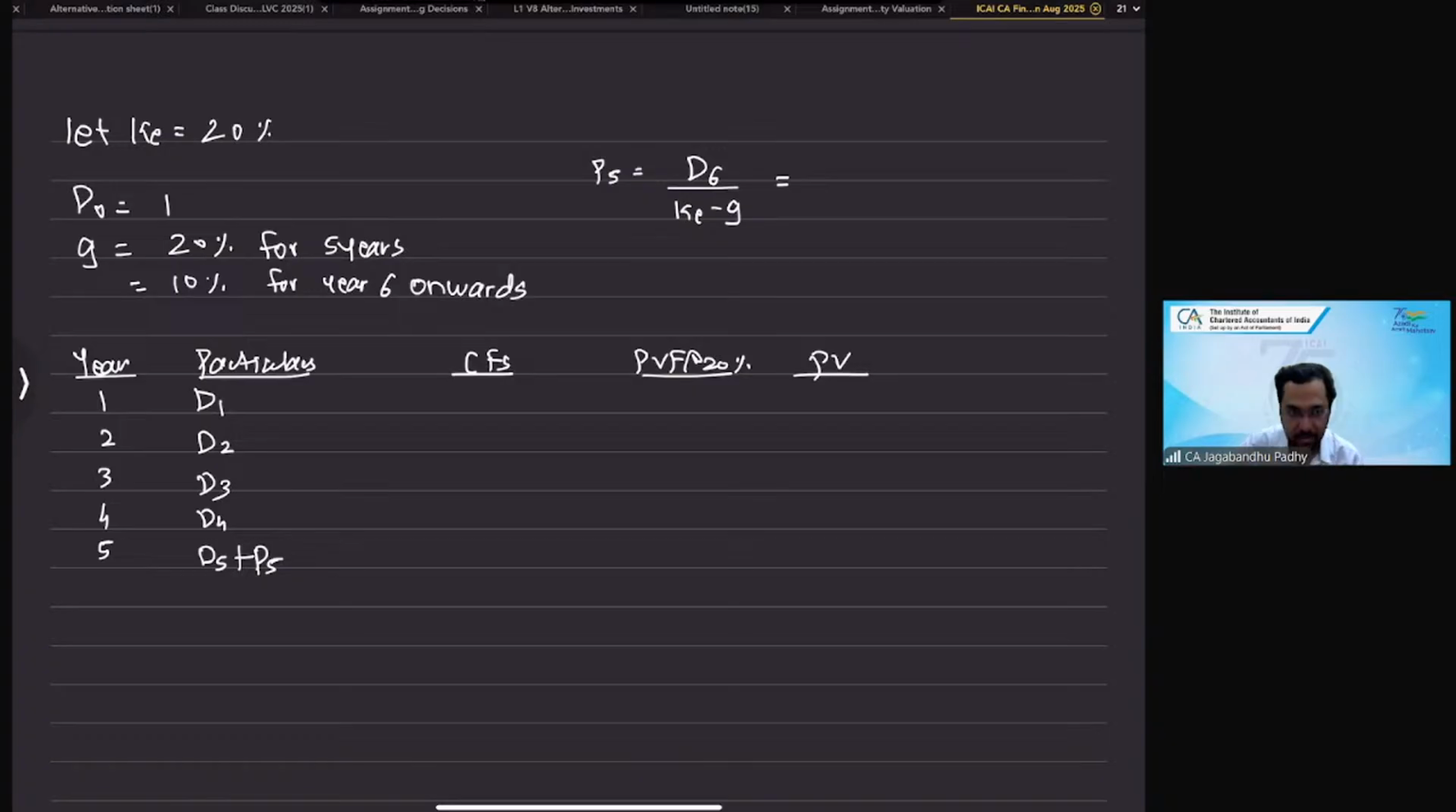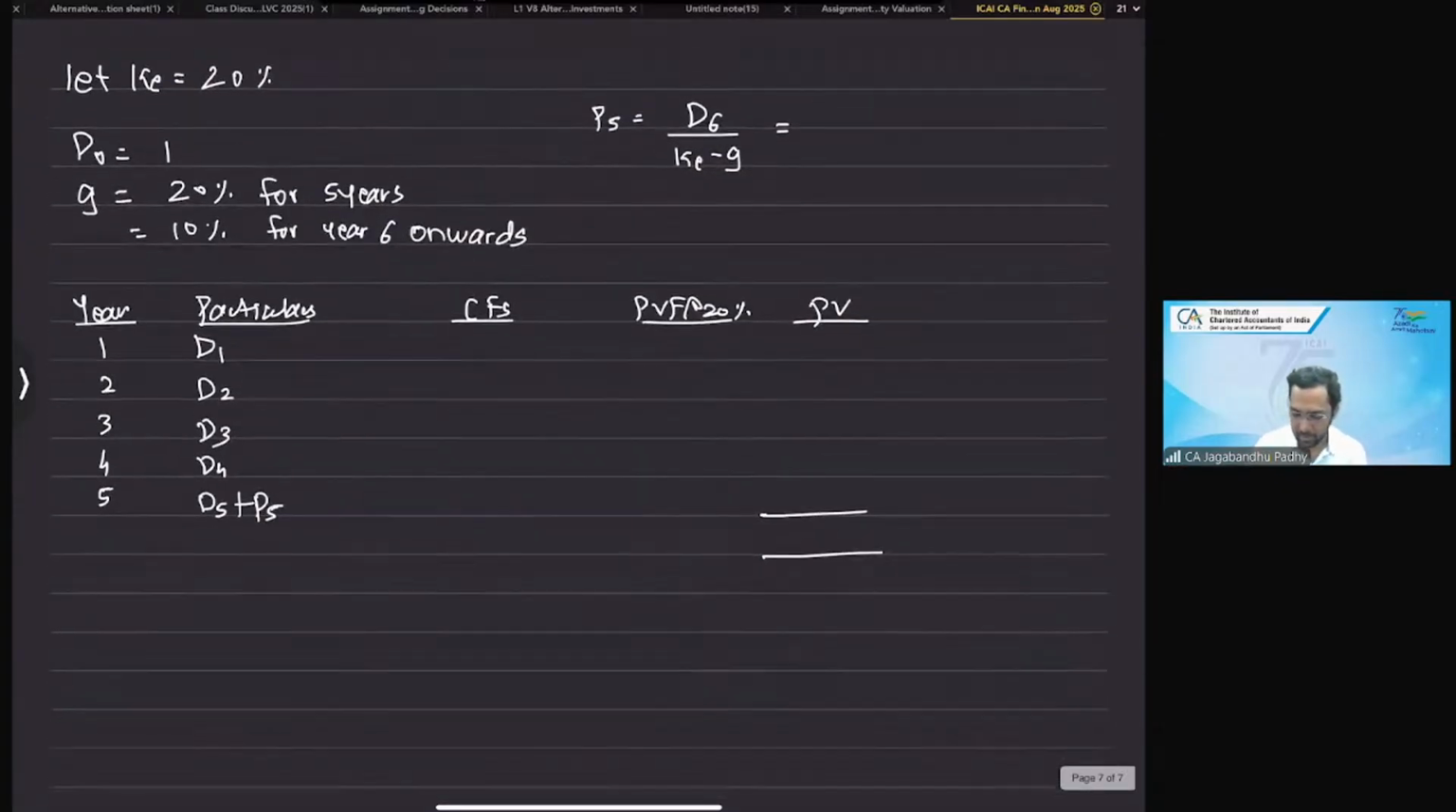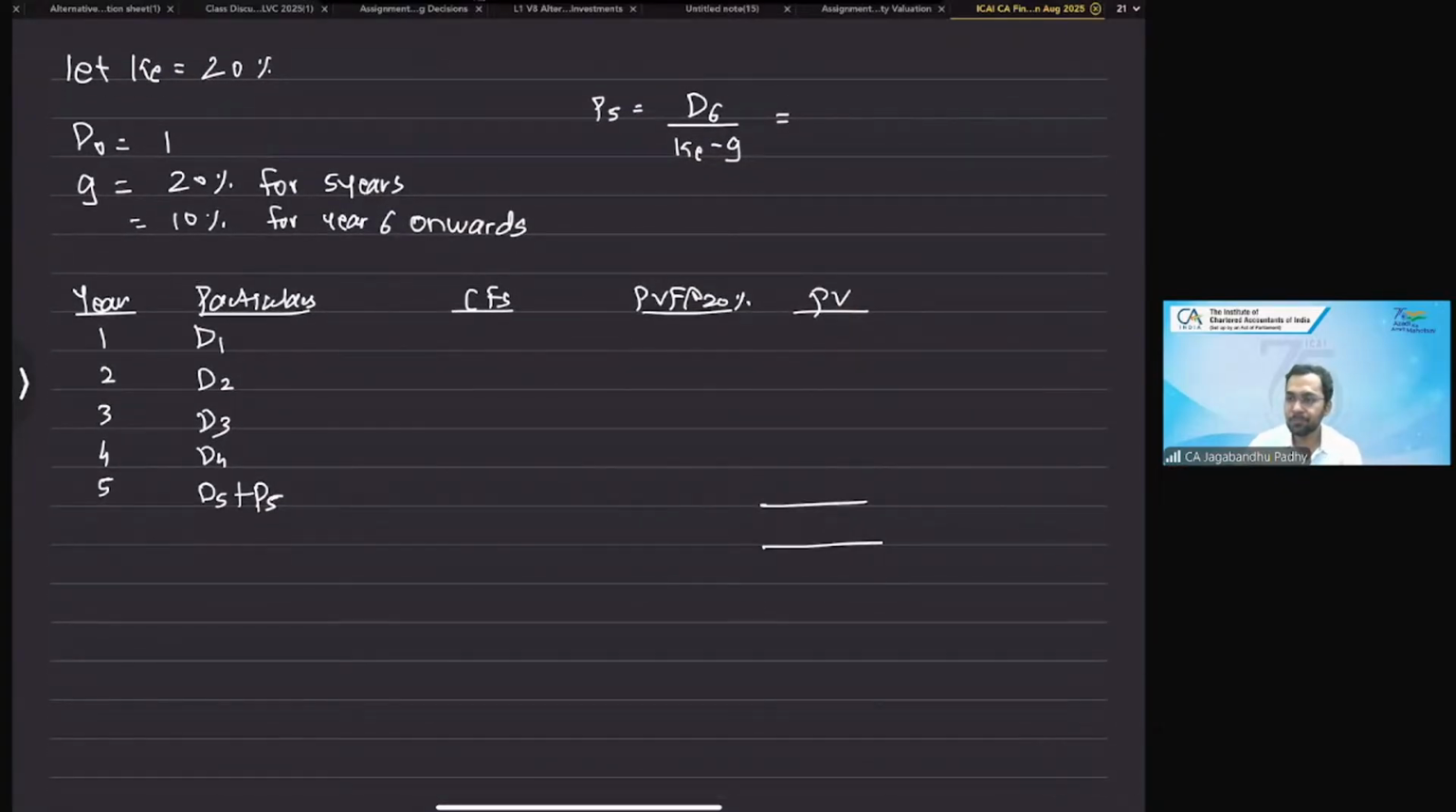So it's going to be D6 upon KE minus G. So you can just write down these cash flows, take the PV factor at 20% and take the PV. And then you have to give me this particular number. Can you do it, guys? At 20%, can you calculate the present value? Yes, sir. So just write down the cash flows.